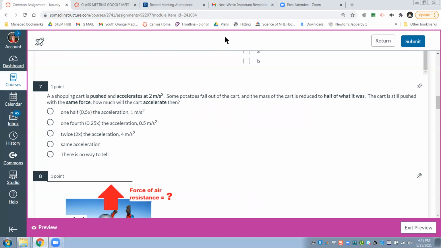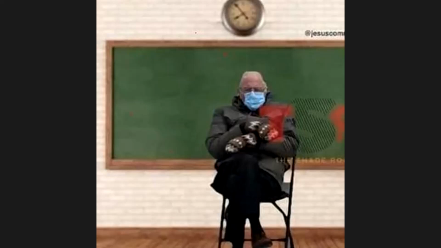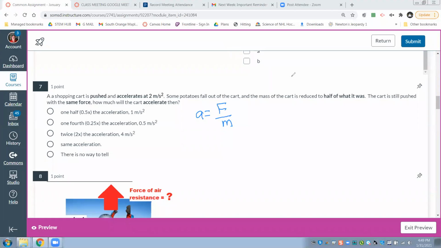Let's pause. Acceleration goes as the same force over mass. But if I decrease the mass and I keep the force the same, then acceleration must increase, right? Because I'm making mass smaller, so a must get bigger. By how much, though? If I reduce mass by 1/2, how much bigger will a be?